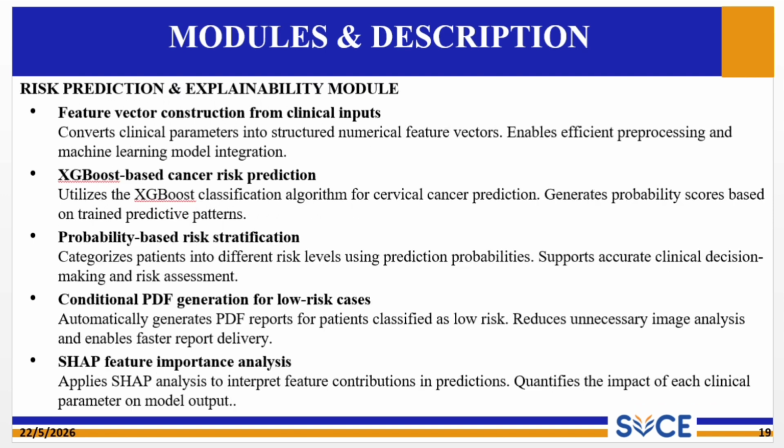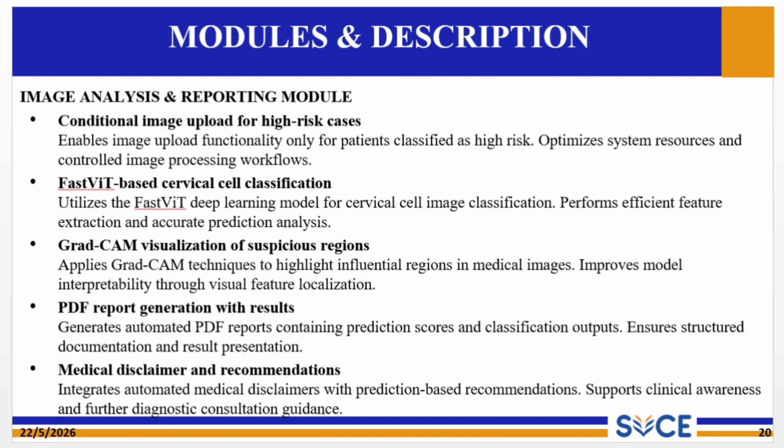Risk prediction and explainability module. This module focuses on clinical risk prediction. Patient clinical parameters are converted into structured feature vectors. The XGBoost model predicts cervical cancer probability based on trained patterns. Patients are categorized into different risk levels according to prediction scores. For low-risk patients, PDF reports are generated automatically. SHAP analysis explains how each feature contributed to the prediction, improving transparency and clinical trust.